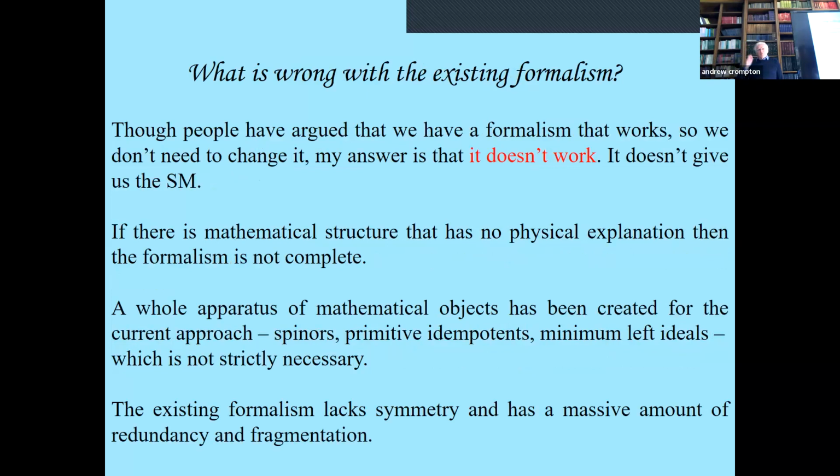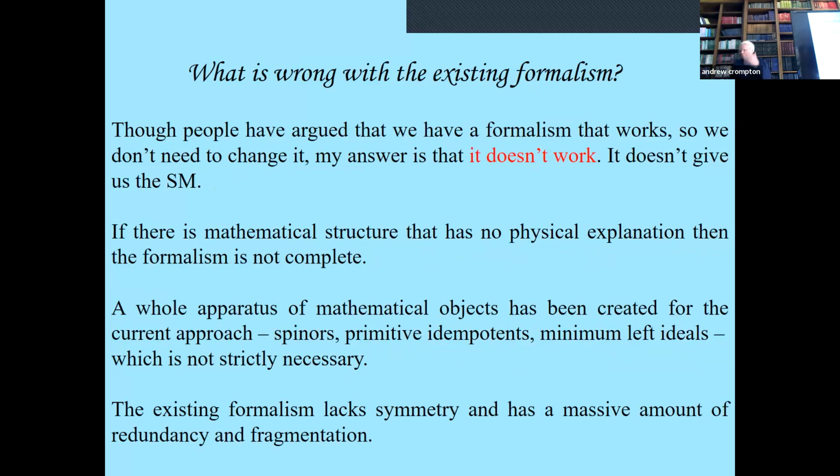Now, people have argued that we've got a formalism which works because they do equations and they do the Dirac equation, they get answers. But they don't get very many answers for it. It doesn't work very well. It doesn't give us the standard model at all. There's no explanation for their mathematical structure. You've got a whole apparatus of stuff we don't really need.